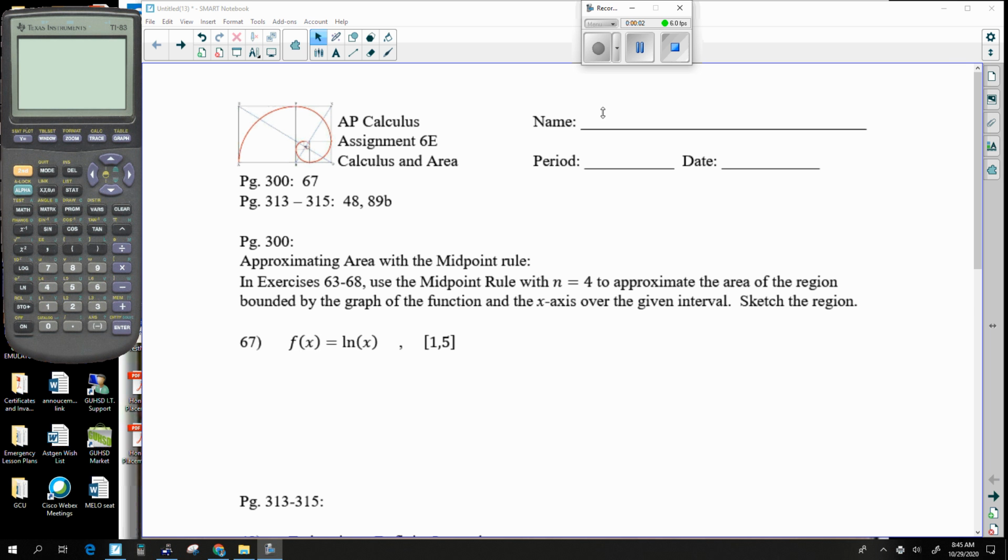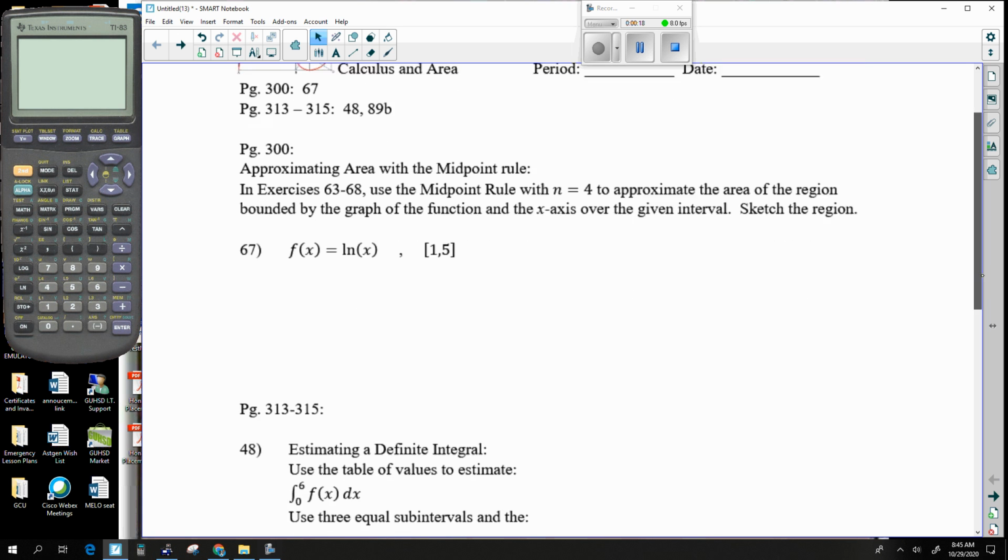All right, here we go, boys and girls. This is assignment 6E. This is a continuation. We're going to see a lot of these approximations using those different Riemann sums. So left side, right side, midpoint, and trapezoid.